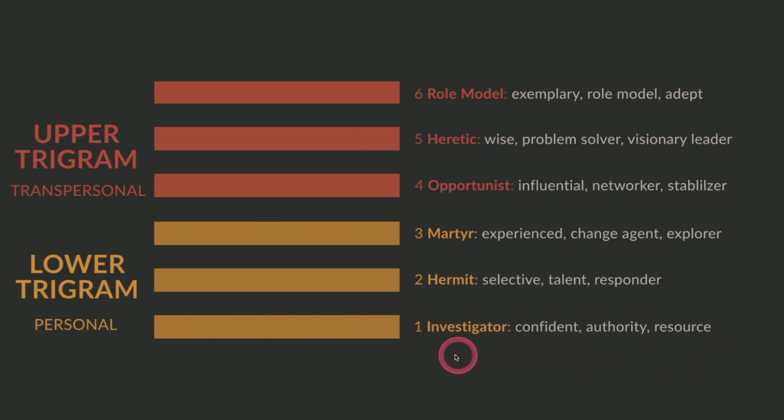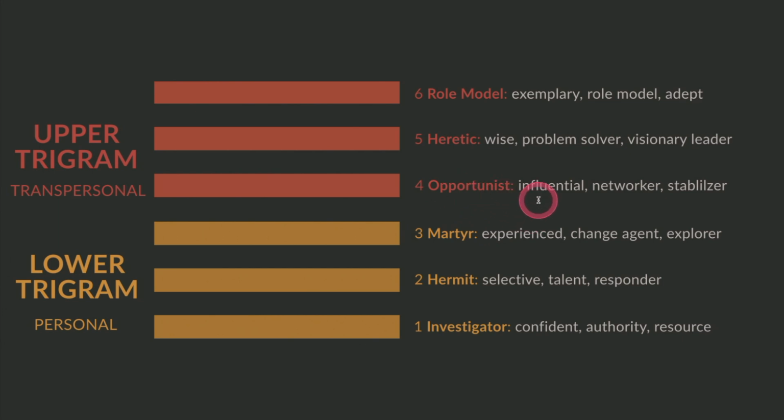And we could start to see how an investigator is a confident authority who acts as a resource, first line, foundation. A hermit is just a person who is selective, is talented, and is a responder, will respond to the call. When that projection comes, they will respond to those who recognize their very unique selective talent, right? They've got taste, right? The martyr is simply an experienced change agent who's an explorer, right? They use that trial and error, the mutation, in order to effect change. They're willing to go out there into the world and find out what works and what doesn't.